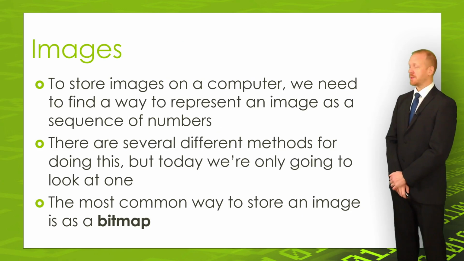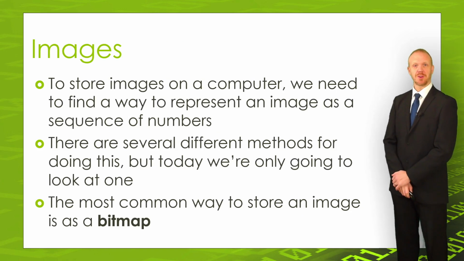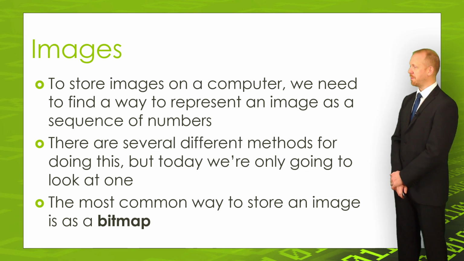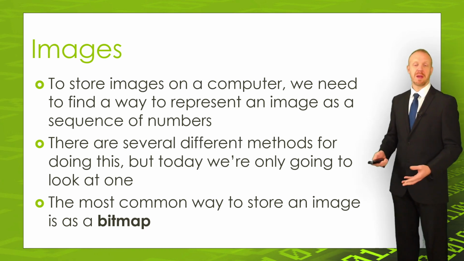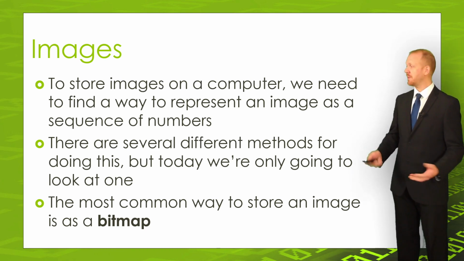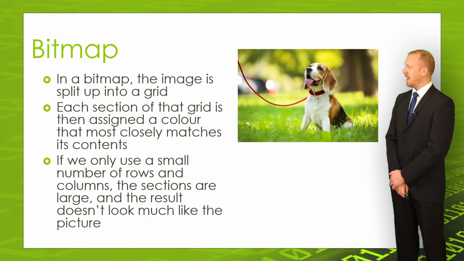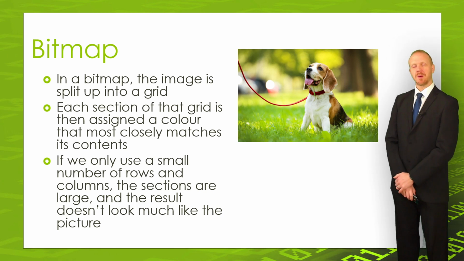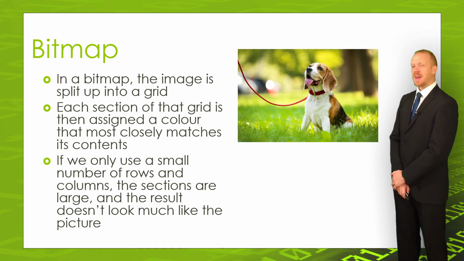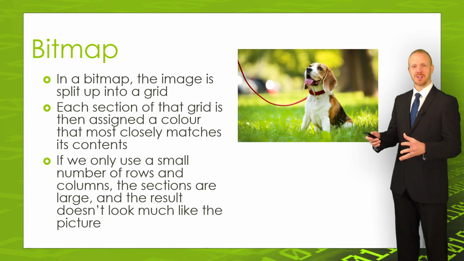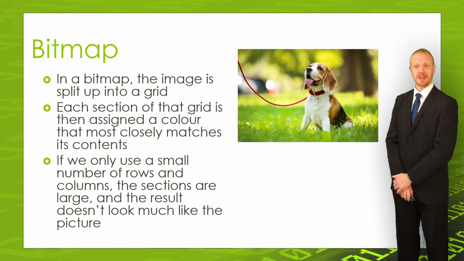So for images, we just need to find a way to store an image as a sequence of numbers. Now there are several different methods that are used across the world for doing this, but the most common one is something called a bitmap, and that's what we're going to look at today. In a bitmap, the image is split up into a grid, and then each of those grid locations is filled with a single colour, the colour that best represents what's in that grid.